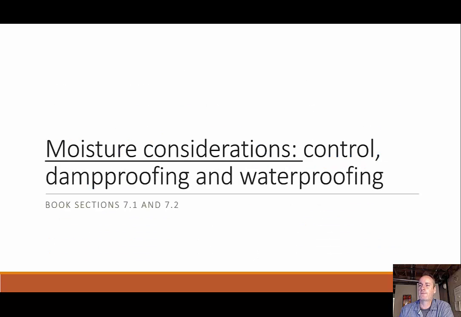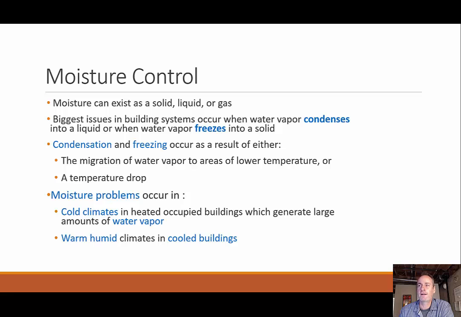So let's move on to moisture considerations, damp proofing and waterproofing. We need to control this moisture. Of course, water can exist, or moisture can exist, as either a solid, which would be like ice, liquid, which would be like water, or gas, which would be like water vapor. And we tend to think about liquid form, with water.